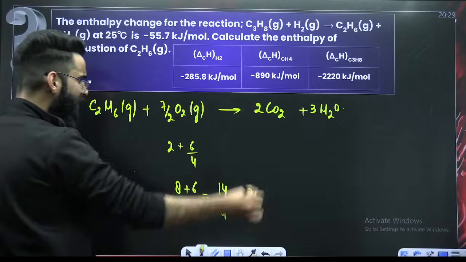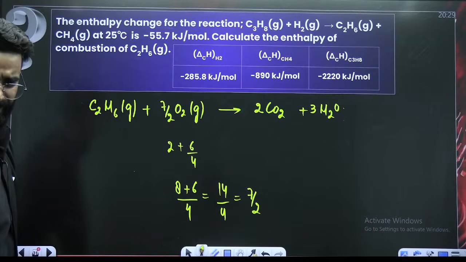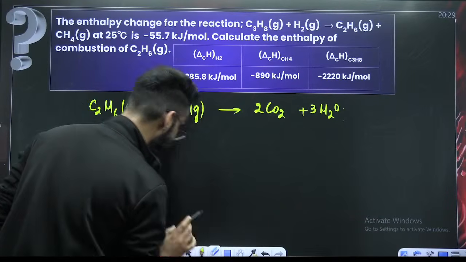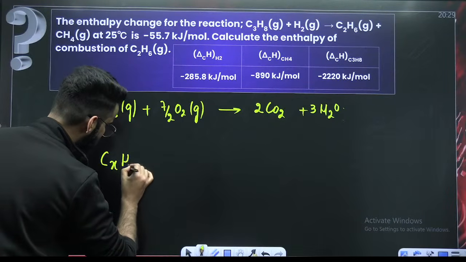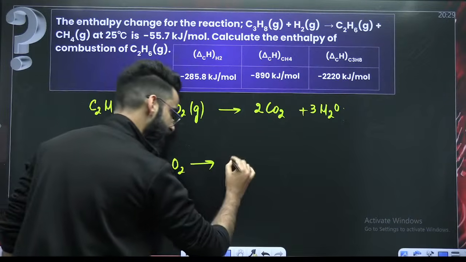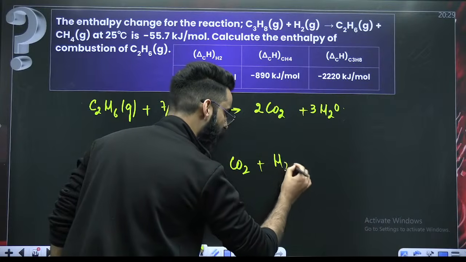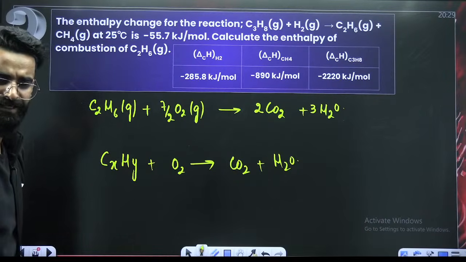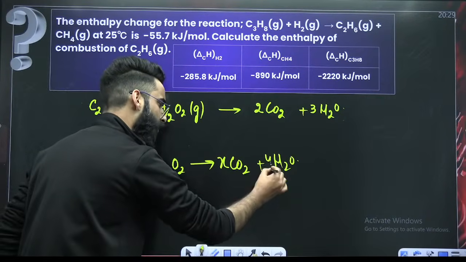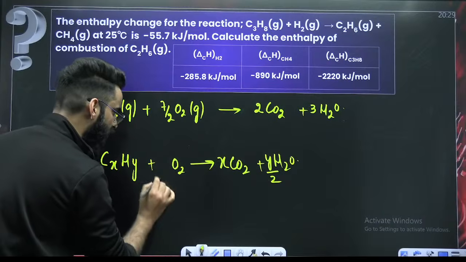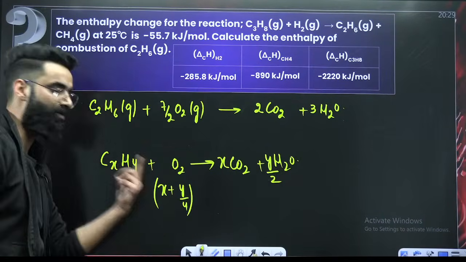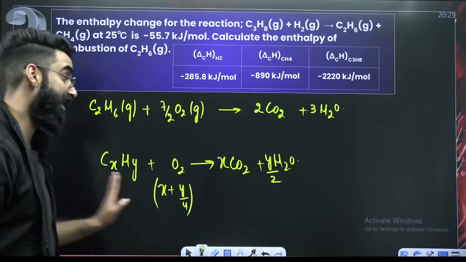Now you must be thinking, how did I get the stoichiometric coefficient here? If you do not know, let me quickly tell you. Whenever you have a hydrocarbon CXHY and you are doing its combustion, it will give you carbon dioxide and water. There is a general way of balancing it. Take this X here, make Y by 2 here, and the coefficient of oxygen will be X plus Y divided by 4. This will be the stoichiometric coefficient of oxygen.